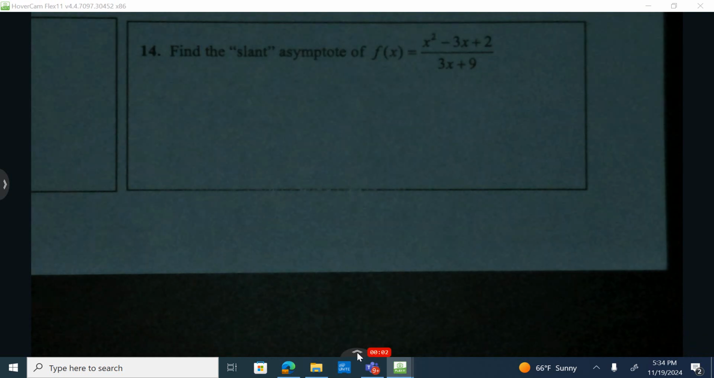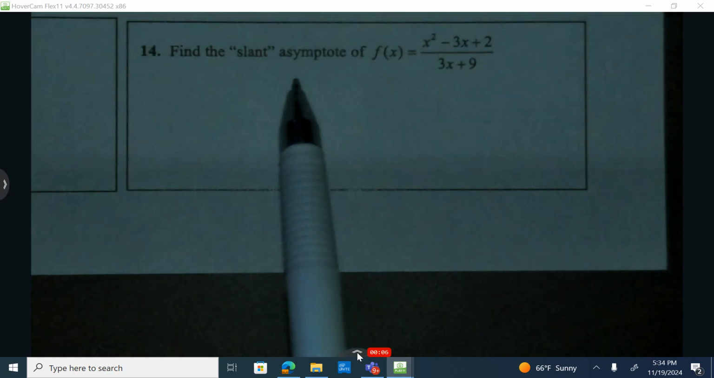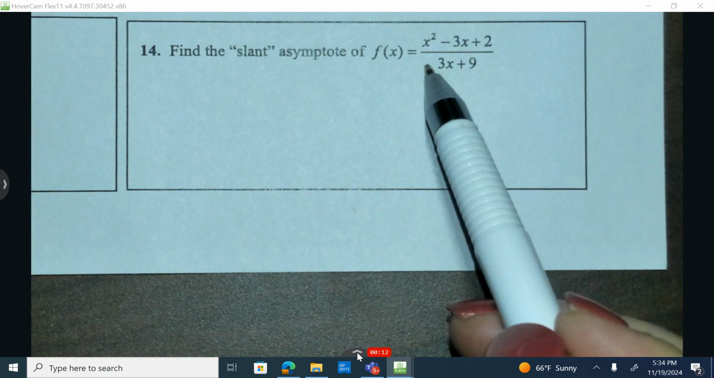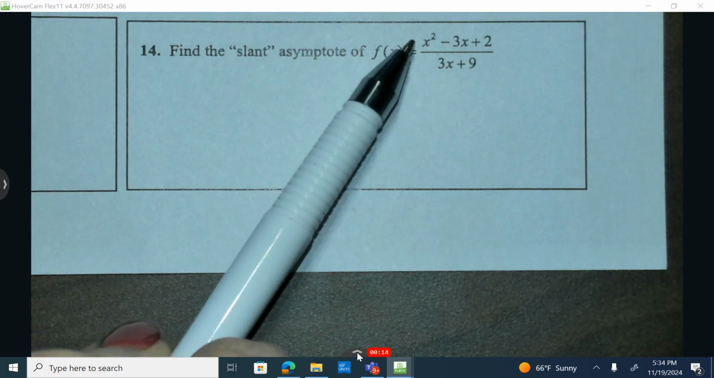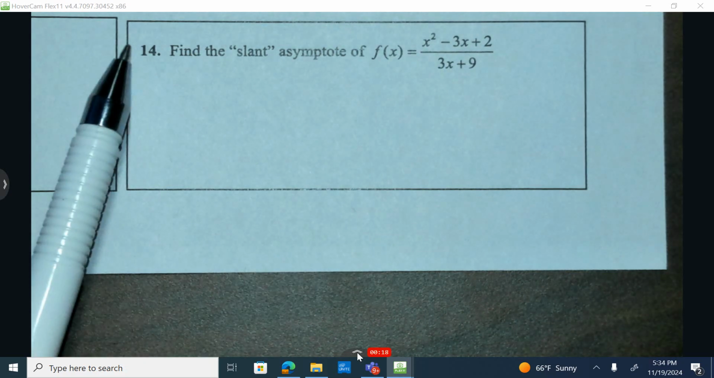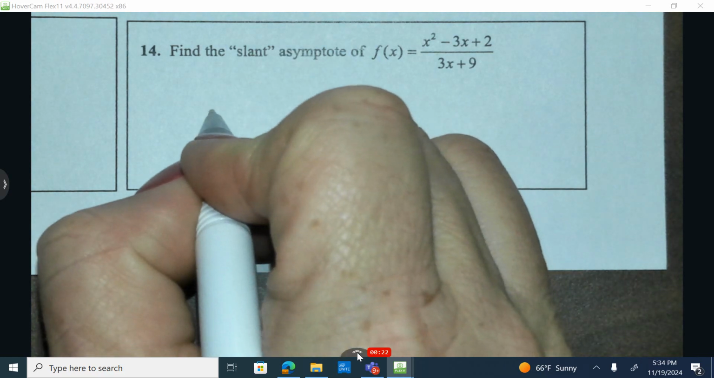It's very possible when you see a question like number 14, it's not going to tell you to find the slant asymptote. It wants you to recognize when a slant or oblique asymptote occurs in a rational function. As a quick reminder, when the degree in the numerator is 1 greater than the degree in the denominator, a slant or oblique asymptote occurs. Now, how do we actually identify the equation of that?